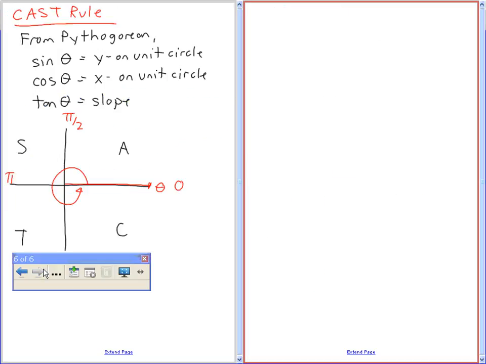Special triangles. Okay, so what I'm going to do is I'm just going to do things you should know coming into this course. I'm going to assume.